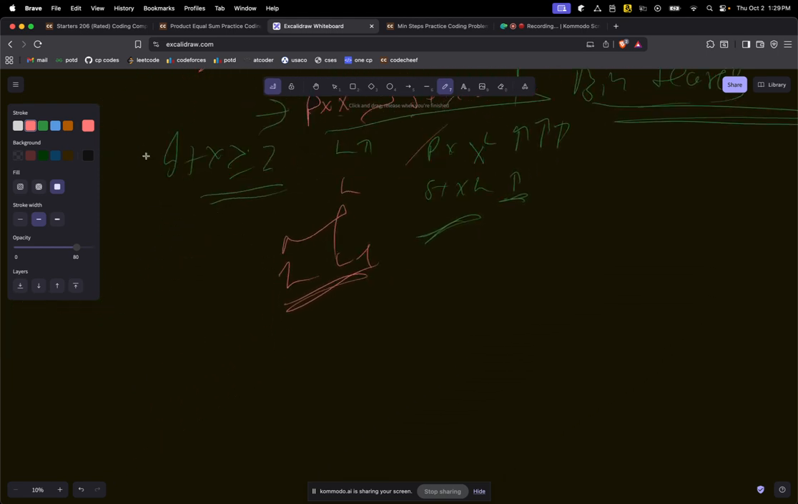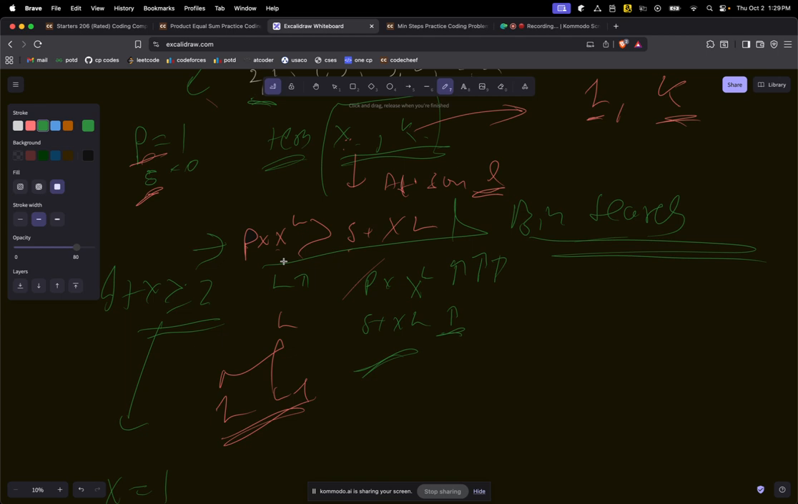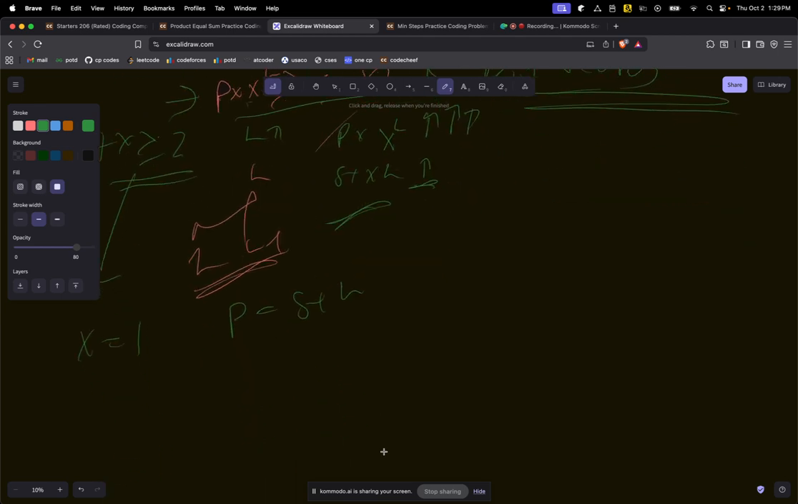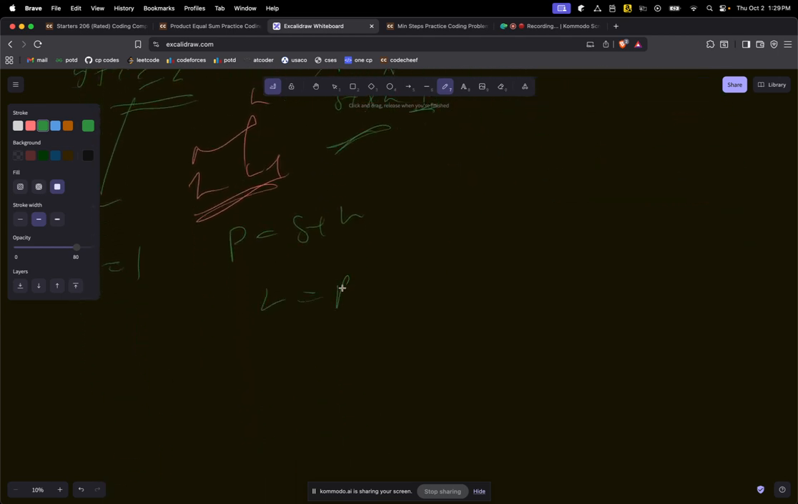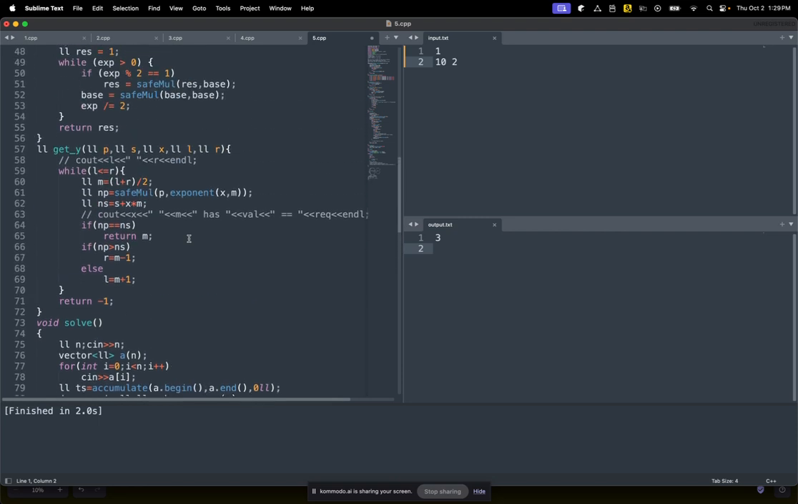Now the other thing that you need to make sure of: if x equals 1, what would this expression reduce to? P into 1 raised to the power anything is P, and sum plus L. So our L would actually become P minus s. I'll show you the code. It would make more sense than my explanation does.